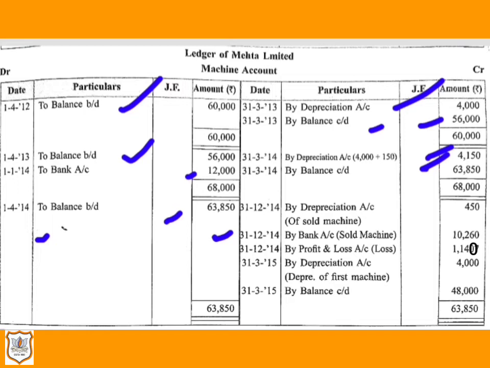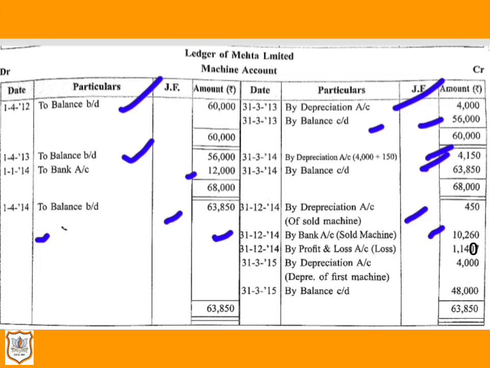Now, as we have sold the second machine on 31st December 2014, on this date depreciation is rupees 450 that we just calculated. Now as we have sold this, we will record it on the credit side of the machine account as per the rule of real account. Here the machine is going out of business, so we will write it on the credit side. Amount is 10,260, that is the selling price, and here in the particular column we will write "By bank account", that is the name of the account having the corresponding debit effect.